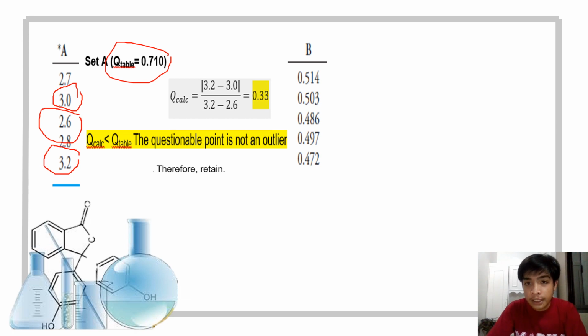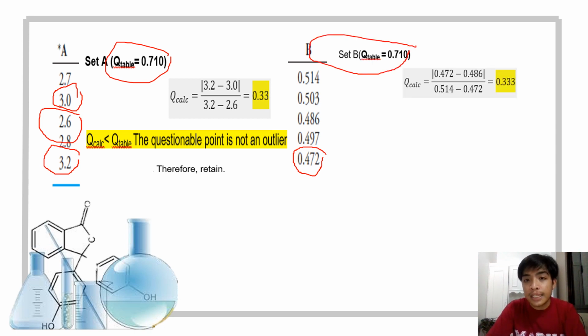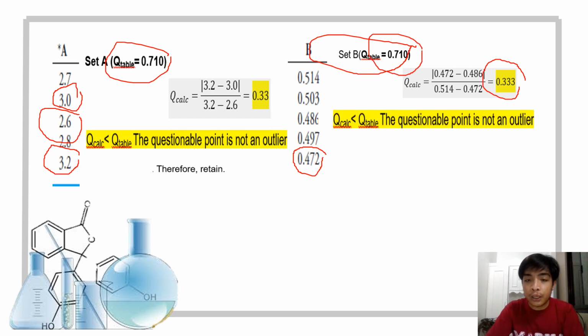For the second set, set B, the questionable value is 0.472. From the table, we again obtain 0.710 as the Q table or critical value since we have 5 data in a set. From the calculation, we obtain 0.33 as the Q calculated, and 0.33 is again less than 0.710, meaning the Q calculated is less than the Q table. The questionable point is again not an outlier, and therefore we will retain it, or keep it.